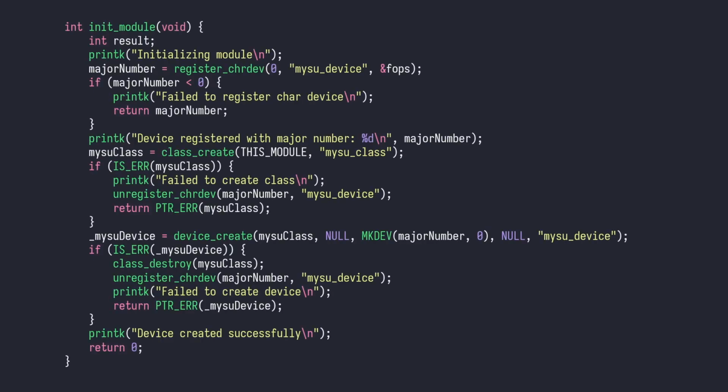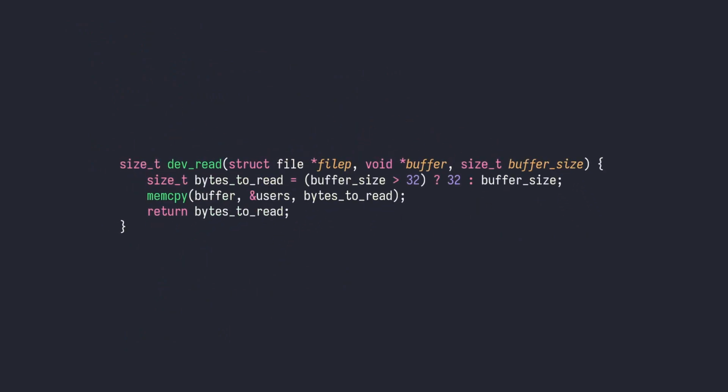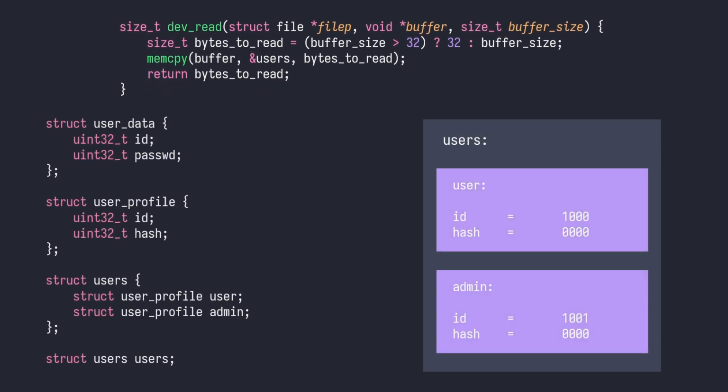If we briefly take a look at the init module function, we see that it registers a character device which we can interact with by using the read and write syscalls. When we read from the device, the module allows us to read up to 32 bytes from the user struct. What is the user struct, you may ask? Well, the user struct has two user profiles inside it, and each user profile has an ID and hash field, both of which are 32-bit unsigned integers. So when we read data from this device, we will be leaking these two users' profiles.